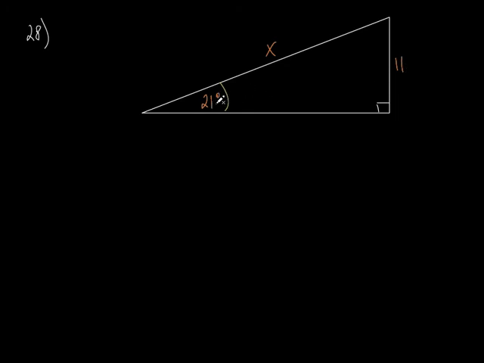Let's look at the 11 first. Here's 21 degrees. What is the 11 to this 21 degrees? Well, it's across from it. It's opposite. So we have the opposite. Look at the x. What is that? Well, it's across from the 90-degree angle. So even though technically this side is adjacent to this 21 degrees, it's across from the 90, so we say that that is the hypotenuse. This side is always the hypotenuse right here. This would be the adjacent down here. This is the opposite, and this is the hypotenuse to this angle.